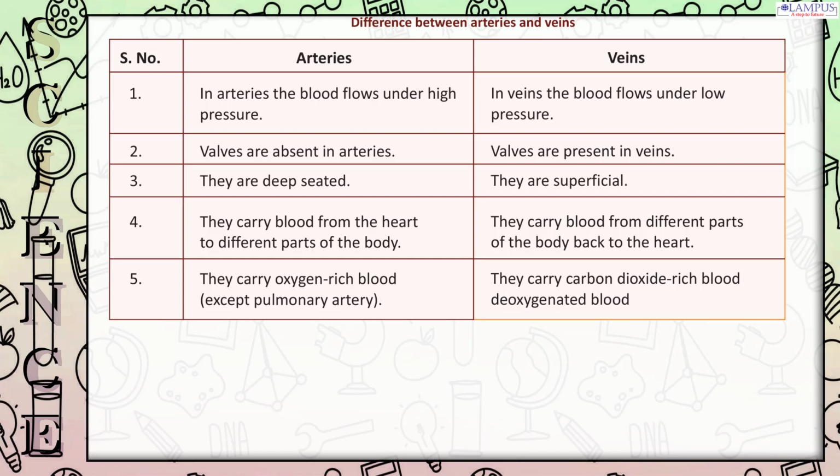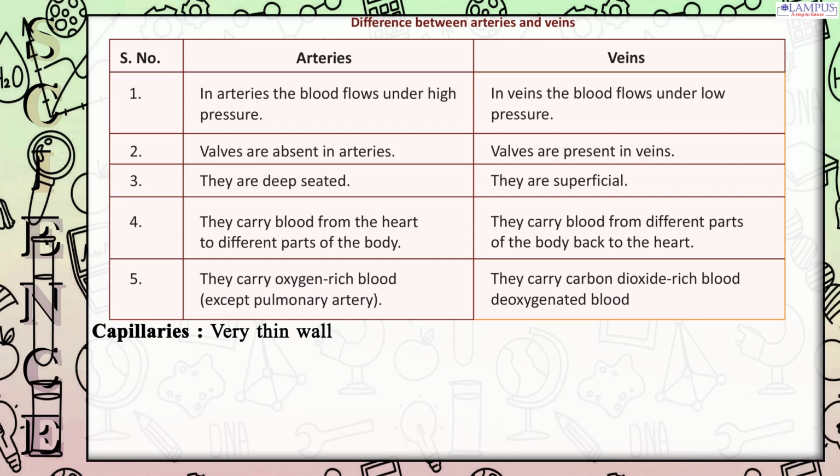3. Arteries are deep-seated. Veins are superficial. 4. Arteries carry blood from the heart to different parts of the body. Veins carry blood from different parts of the body back to the heart. 5. Arteries carry oxygen-rich blood, except pulmonary artery. Veins carry carbon dioxide-rich, deoxygenated blood.